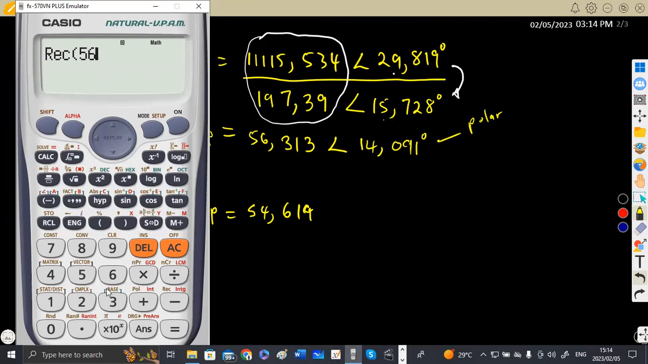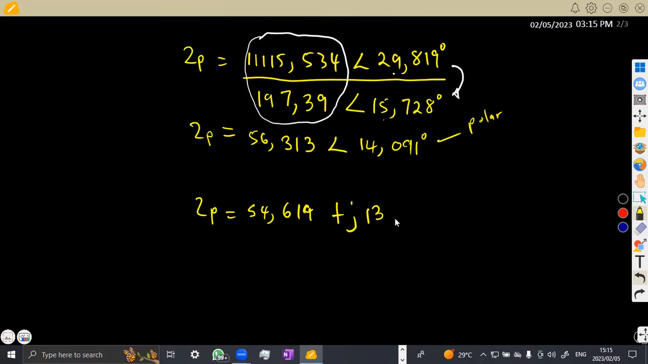All right, that's 56,313, shift comma, 14,091. Okay, so that was it like this. So our y, you move to the right there, which is 13,701. So you've got plus j13,701. Okay, so remember, that's Cartesian and rectangular combined. So this is your impedance that we are given, which is the parallel combination.